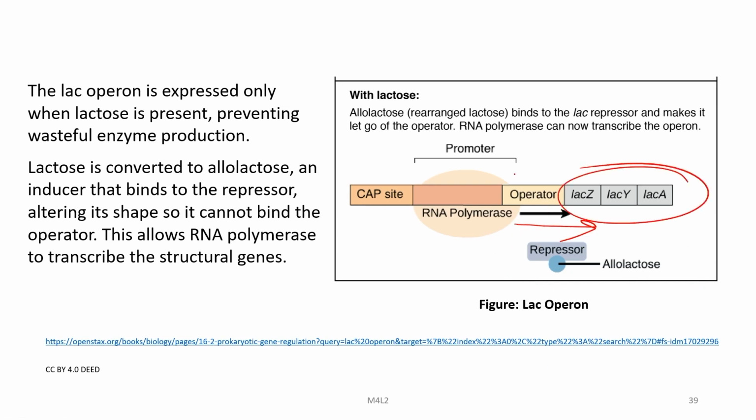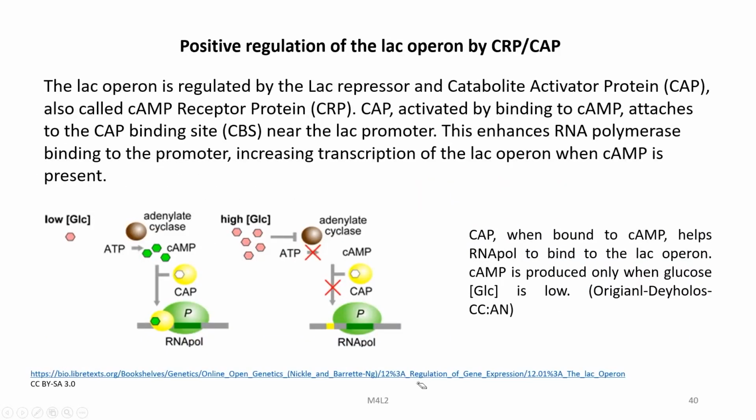transcribe these structural genes. Positive regulation of the LAC operon by CRP or CAP. The LAC operon is regulated by the LAC repressor and catabolite activator protein, also called cAMP receptor protein or CRP. CAP, activated by binding to cAMP, attaches to the CAP binding site near the LAC promoter. This enhances RNA polymerase binding to the promoter, increasing transcription of the LAC operon when cAMP is present. CAP, when bound to cAMP, helps RNA polymerase to bind to the LAC operon.